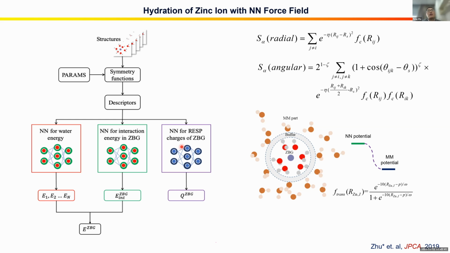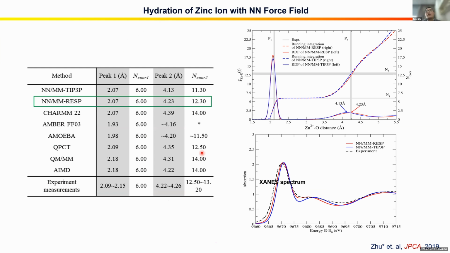bond is formed, the ligand will donate electrons to the metal ion. So the charge of the metal ion cannot be, for zinc, +2. So we calculate the charge distribution by quantum chemistry methods and train the neural network to learn this charge distribution. So by using this method, we simulate the hydration of the zinc ion. And here are the two results.